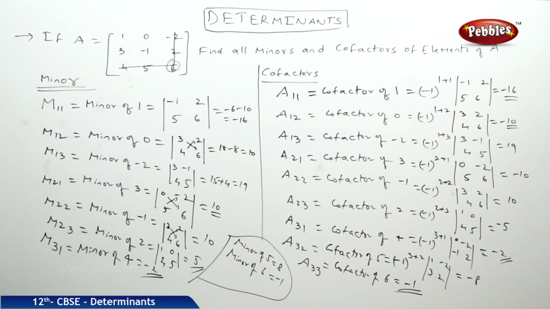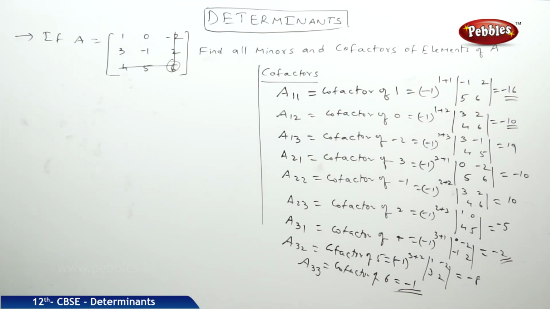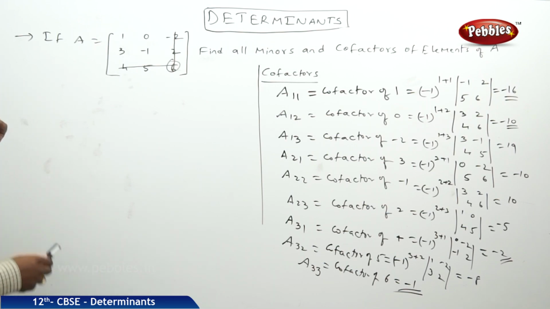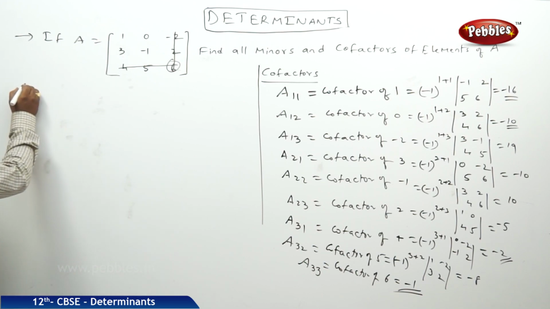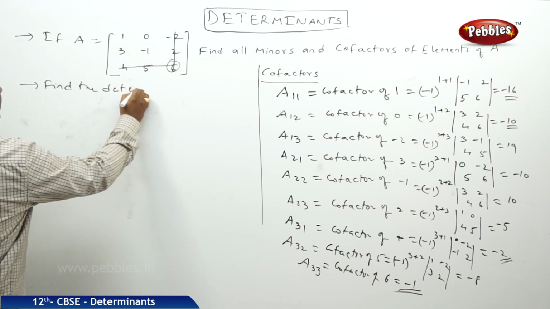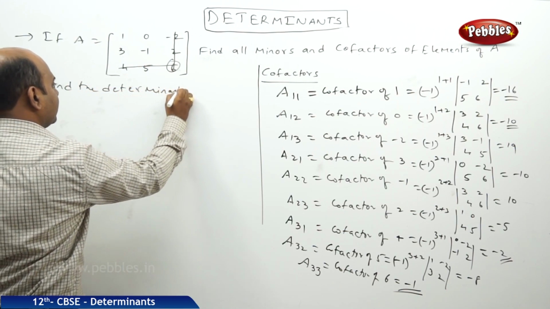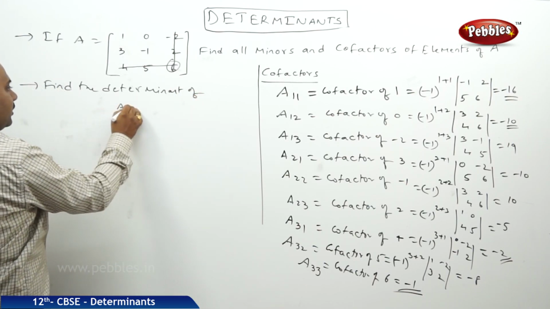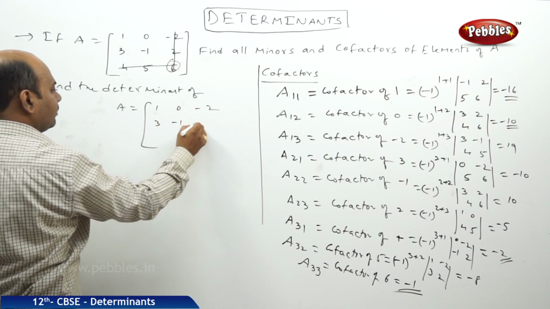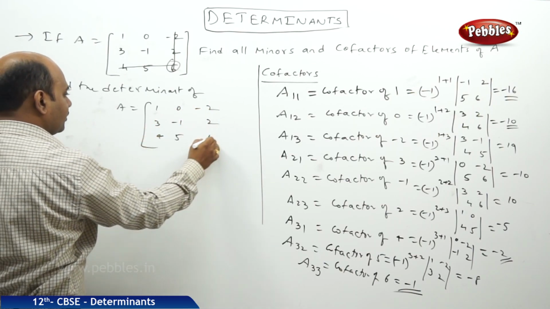This is about minor and cofactors of elements, right? Now we shall be seeing, for the same matrix, how we can find out the determinant, right? That means a question will be given to you. Find the determinant of capital A. For the same matrix we will be finding out: 1, 0, minus 2, 3, minus 1, 2, 4, 5, 6.